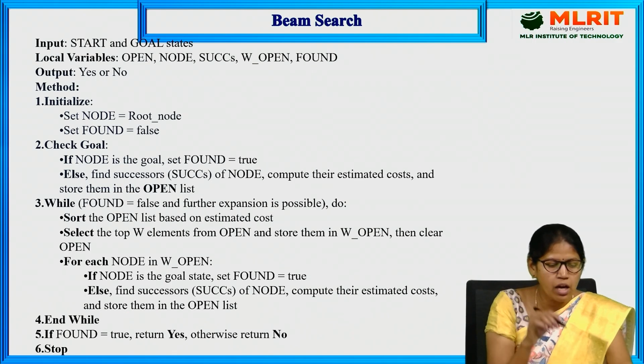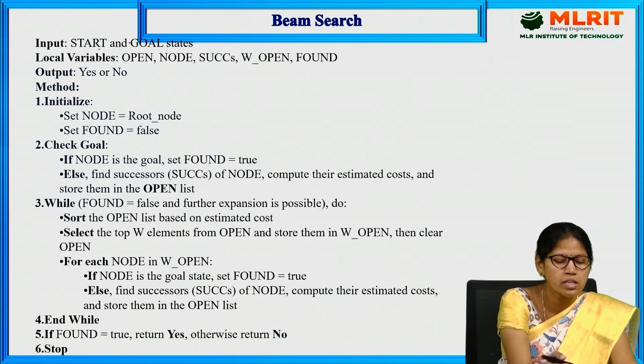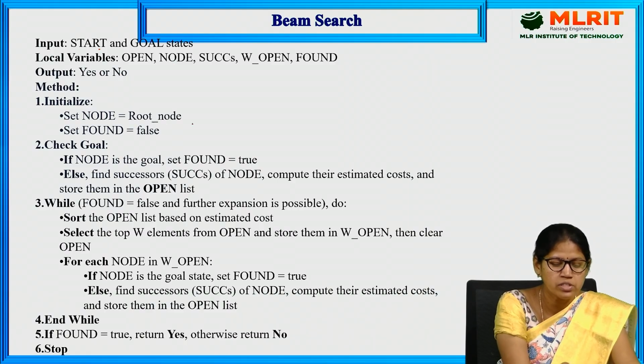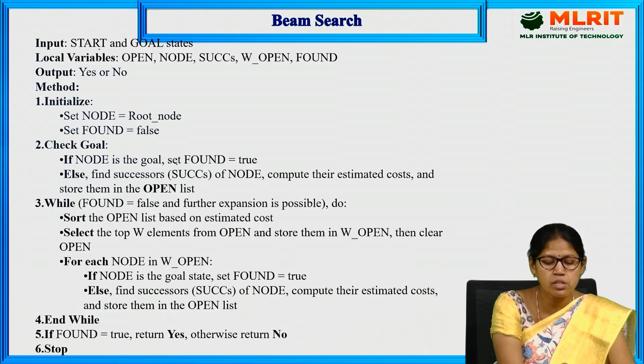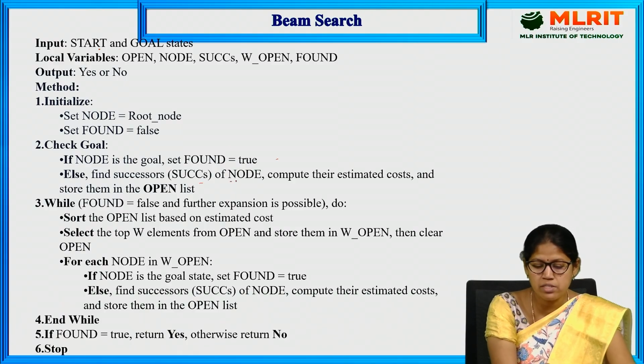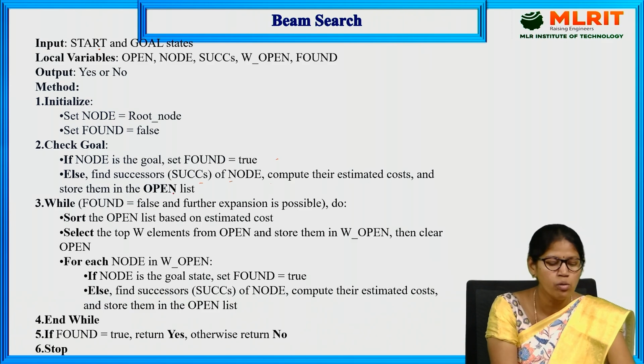There will only be W times B nodes under consideration at the depth, but only W nodes will be selected. Okay, let's see the algorithm. Here the start and goal nodes are the inputs, with local variables, and the output is the solution node. First it is initialized with the root node and found equal to false. It checks whether the current node is the goal node; if so, found becomes true, otherwise it finds successors of the node, computes their estimated cost and stores them in the open list.